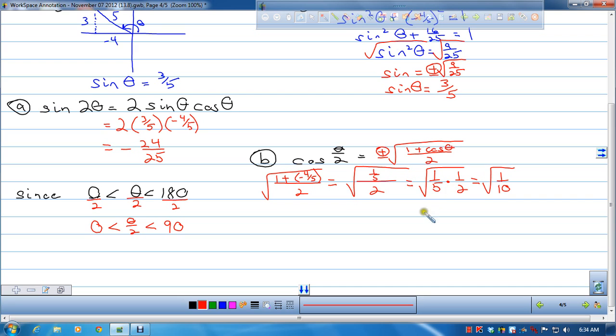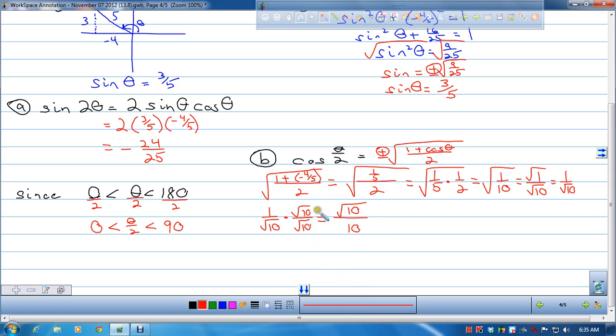I want to go ahead and simplify further here, so that I know is square root of 1 over square root of 10, which is 1 over root 10. Okay, we never want to leave a radical in the denominator, so I've got to multiply by root 10 over root 10, and that will give me a final answer of root 10 over 10, and we know that's positive, right?